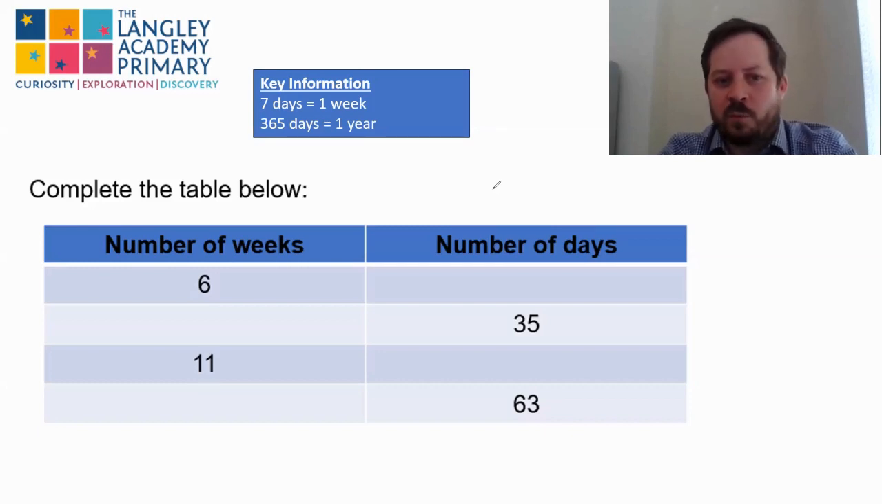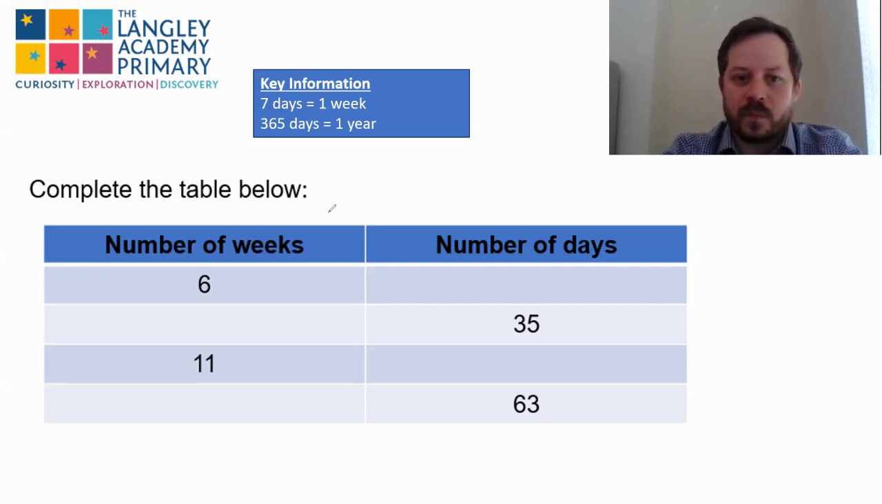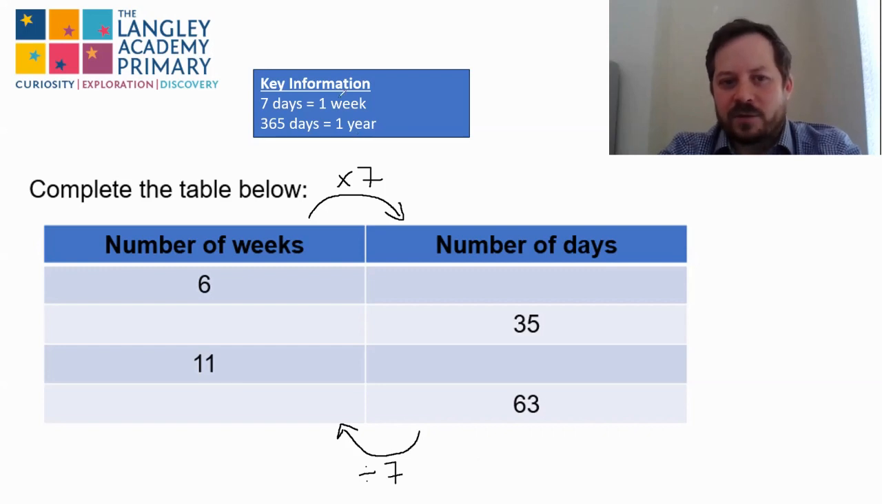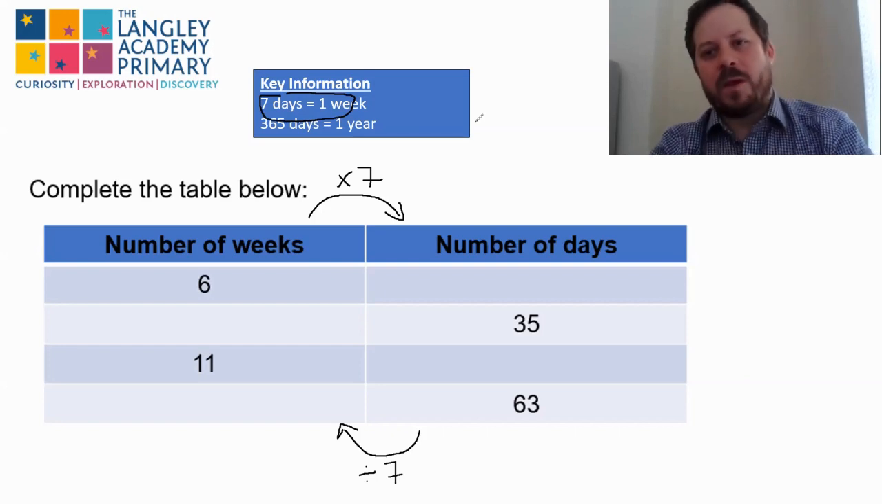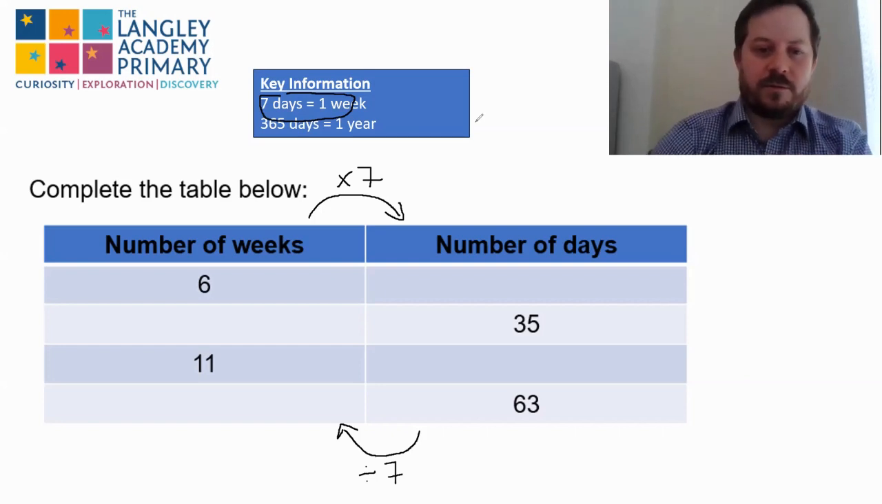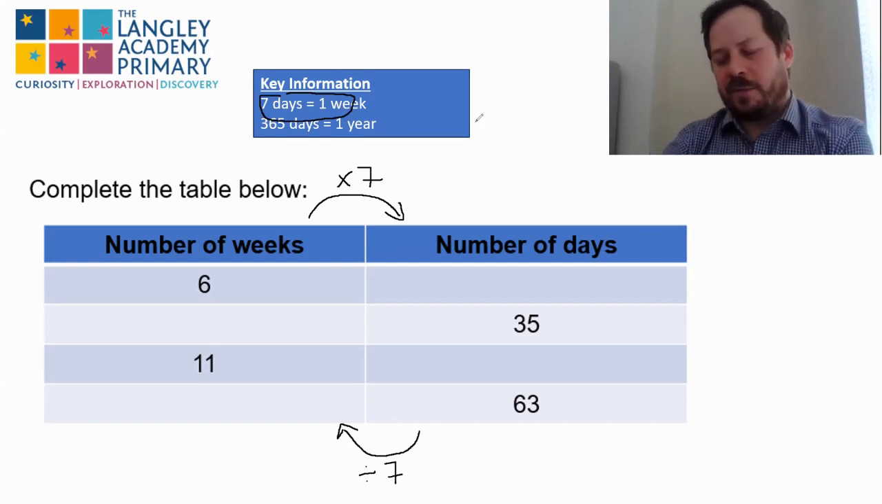So let's have a look. We know that in 1 week there are 7 days. So our conversion from weeks to days, if we're doing it this way, from weeks to days, we are going to be timesing by 7. If we're going from number of days to number of weeks, we are going to be dividing by 7. And that all comes from this 7 days in 1 week. And that's the best way to think about it. So if we've got the number of weeks, we can times it by 7 to get the number of days.